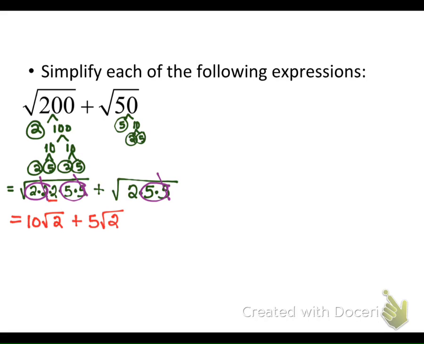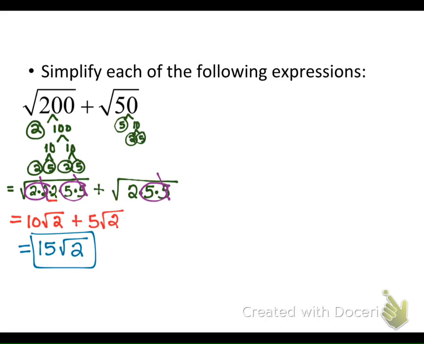Now, like terms are going to be based on the radicand, the inside number. Are these radicands the same? Yes. So when we combine like terms, that means the radicands are the same, and then we add the coefficients together. So if I add my coefficients together, what does that equal? What are my coefficients here? 10 and 5 equals 15. So 10 plus 5 is 15. Then my radicand stays the same. So my radicand stays square root 2, and box it.